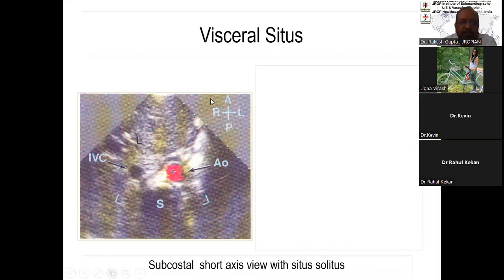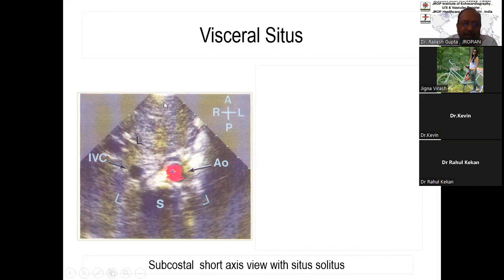We go to the subcostal window. All of us have been doing a subcostal window till now. How do we put up the transducer? We put the transducer at the 3 o'clock index marker, and the transducer is almost flat to the abdominal wall. Instead of keeping it flat to the abdominal wall, we keep it at 90 degrees to the abdominal wall.